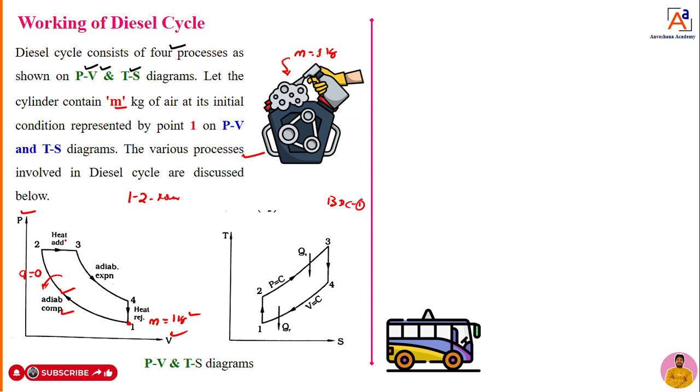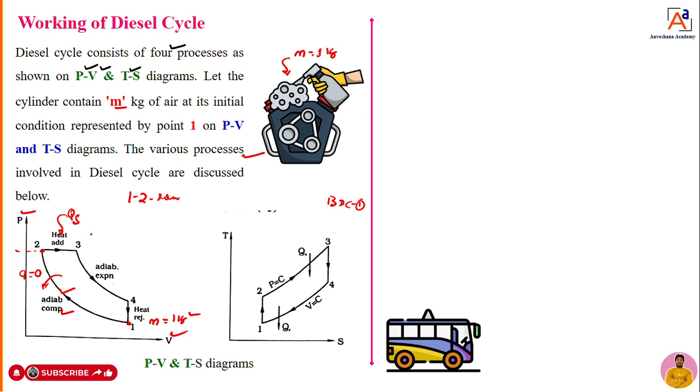Once the compression is over, the piston reaches TDC. At that moment, he is going to supply a certain amount of heat, or add a certain amount of heat, at constant pressure. Dear students, that is the one main difference here. In the Otto cycle we supply heat at constant volume, but in the diesel cycle we supply heat at constant pressure.